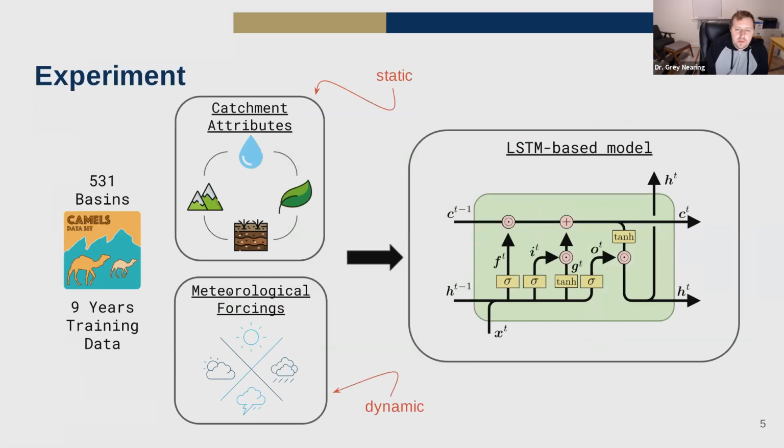This is a very cartoonish description of our experimental design, but really our experiments are absolutely simple. There's nothing fancy going on here. We feed static attributes into an LSTM, we feed dynamic attributes into an LSTM, and we get the outputs. Depending on the experiment, we use 9 or 15 years of training data from 531 basins. And we always train, as I'll show in the next slide, one model for all of the data.